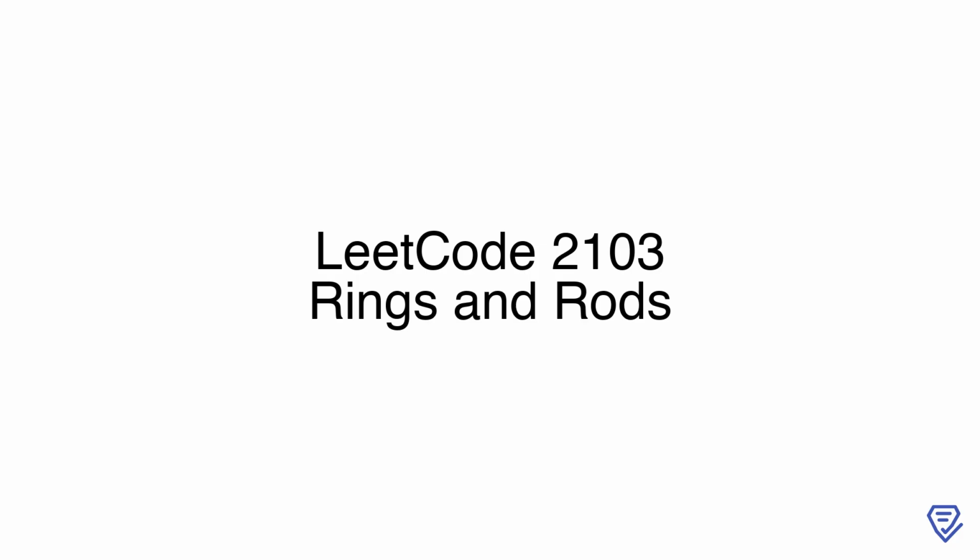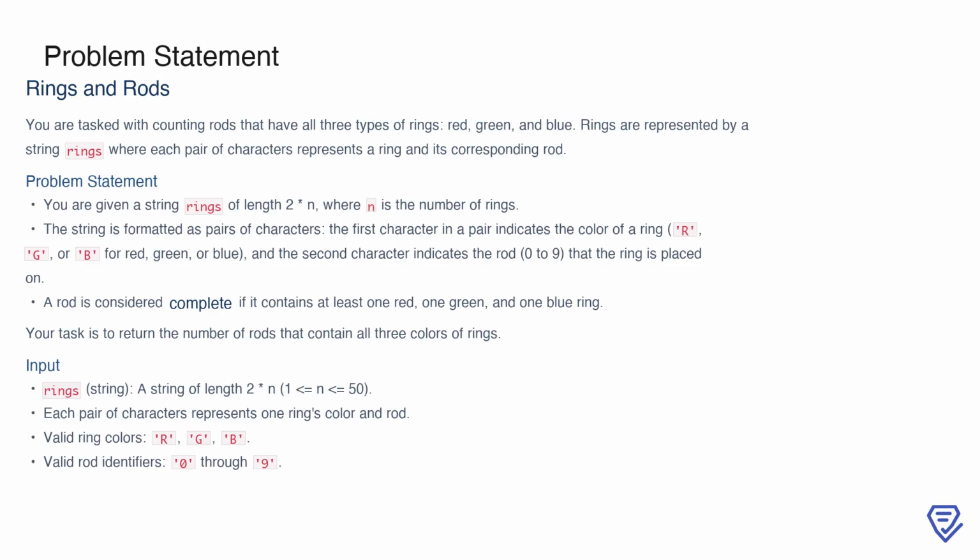Stay tuned! In this problem, you are given multiple rods and rings, and your goal is to determine how many rods have all three types of rings: red, green, and blue. The rings are represented in a string called rings, where every two characters describe a ring and its corresponding rod. The first character in each pair indicates the ring's color, R for red, G for green, and B for blue, while the second character indicates the rod number, ranging from 0 to 9, where the ring is placed. A rod is considered complete if it has at least one ring of each color, red, green, and blue. Your task is to analyze the string and return the count of rods that meet this condition.